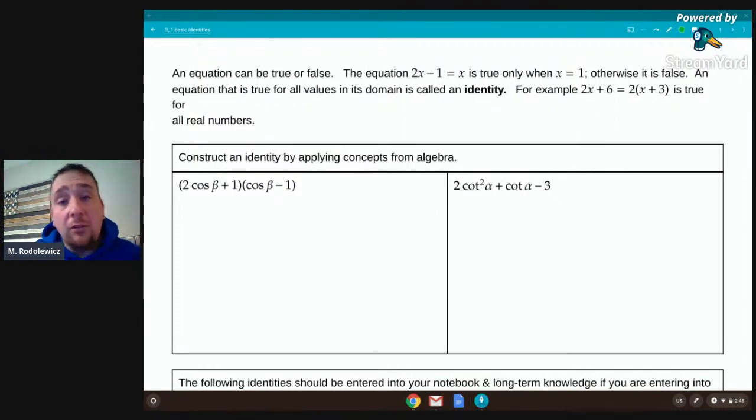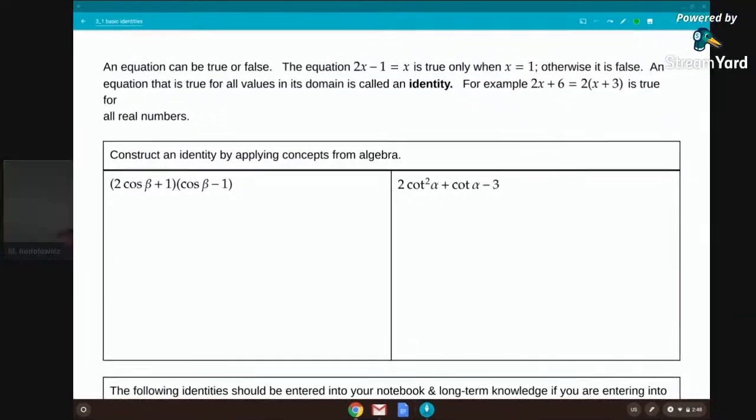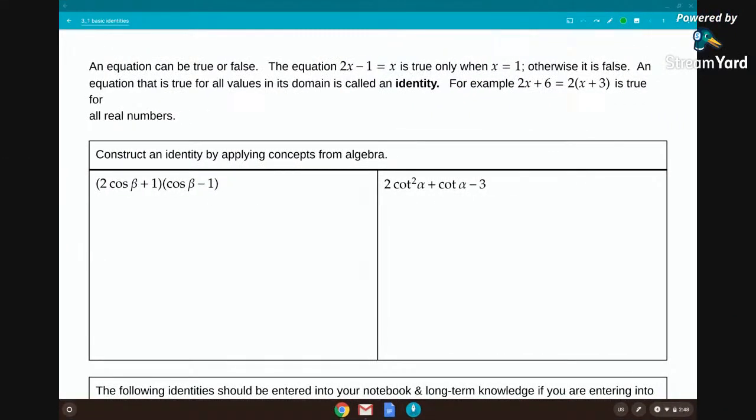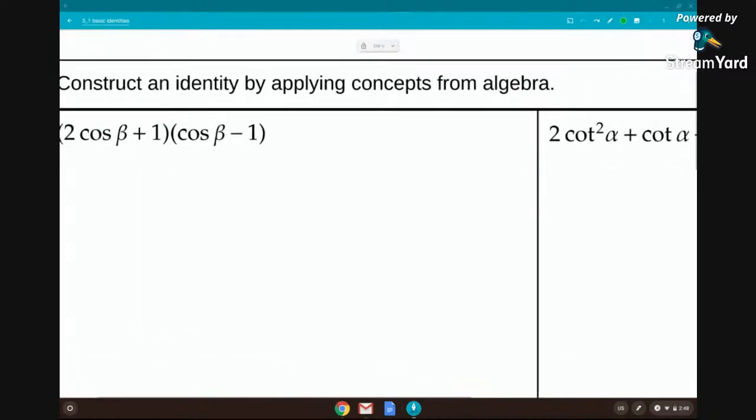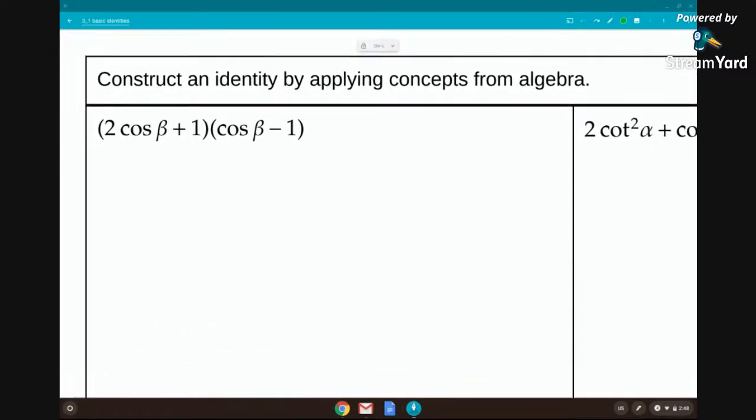I'm going to switch over now strictly to the document so I can use my tablet mode to write, and then I'll interchange. At this point, you should be either printing this out or following along and copying it into your notes. We're going to construct some identities using some algebra concepts, basically just expanding and FOILing. We can make an identity by applying algebra to expressions.